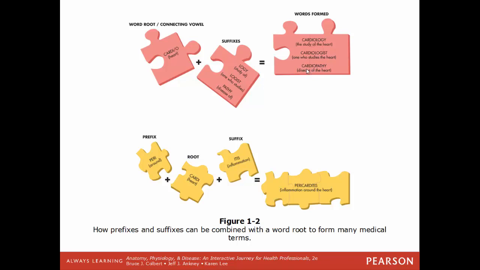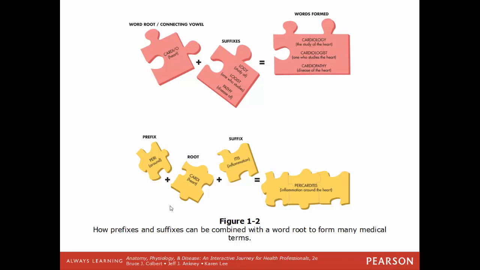Cardio means heart, and the suffix pathy means disease of. Cardiopathy, disease of the heart. Let's see a little bit longer word, pericarditis. Peri, the prefix, always means around. Cardi, or cardio, always references the heart. And itis always means inflammation. So when you break this long word down, you literally get inflammation around the heart, pericarditis.